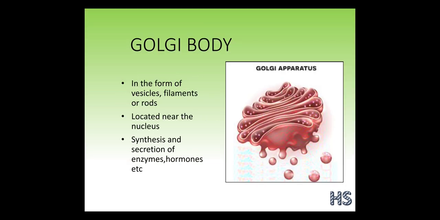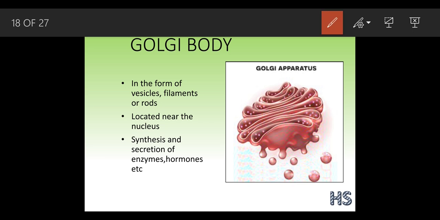Now let's talk about the Golgi body. What do you mean by Golgi body? This name has been given by a scientist, Camillo Golgi. He observed this structure under the microscope, so he named it Golgi. It is in the form of vesicles, filaments, or rods, like this.